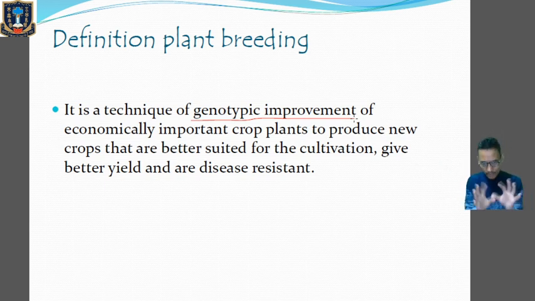We have to mix the two characters. Then after hybridization, we have to go for artificial selection. Artificial selection means selection done by human beings. In nature, it is done by nature, which is called natural selection.